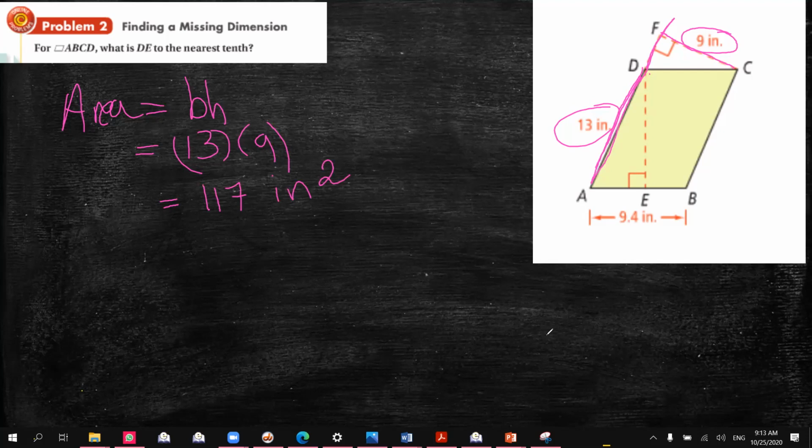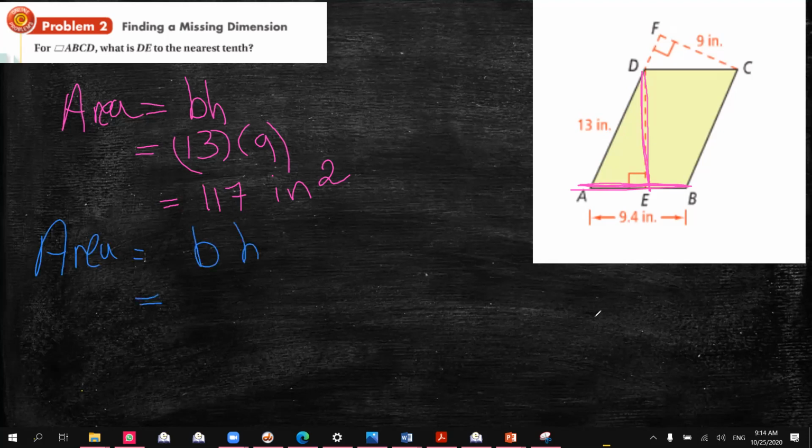Now, the second student says, teacher, I want to make this my base, and this is my altitude. Another one says, no, teacher, I didn't want to use this one as my base. I want now to make this one my base, and this height that is perpendicular on it is my altitude. I told her, okay, you can. So now the area of this parallelogram will be B times H. Where's B? It is 9.4. Where is H? It's not given. It is DE.